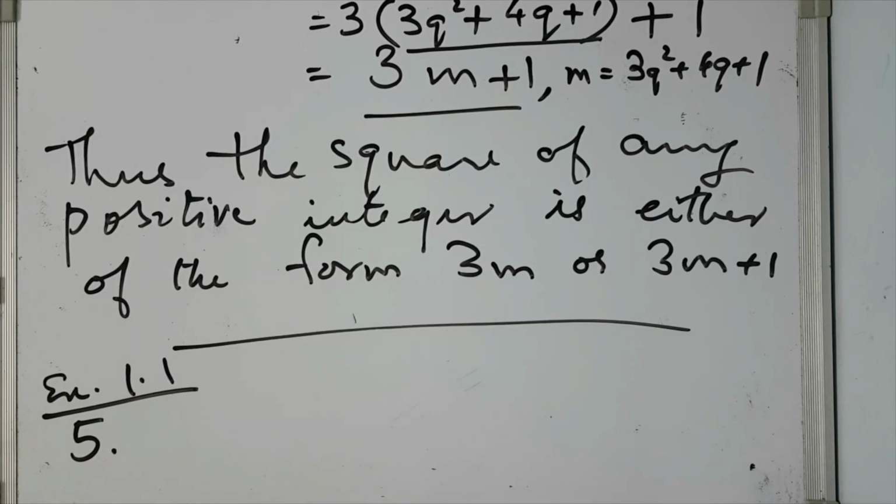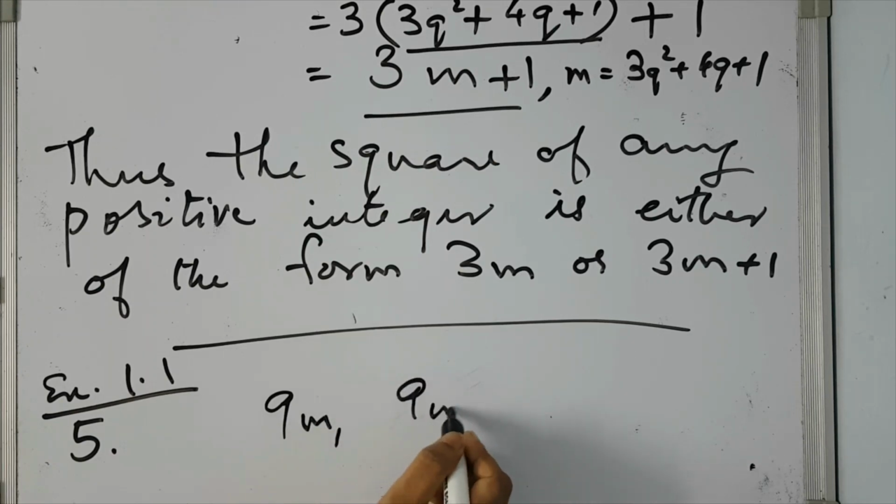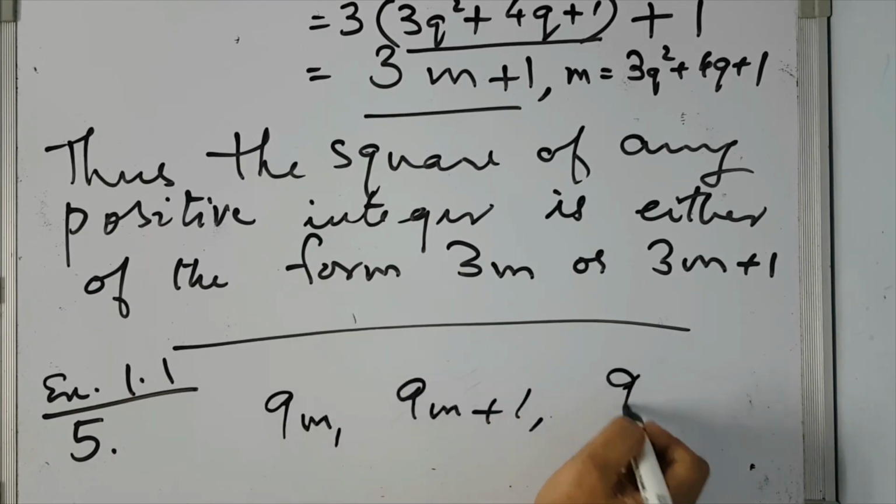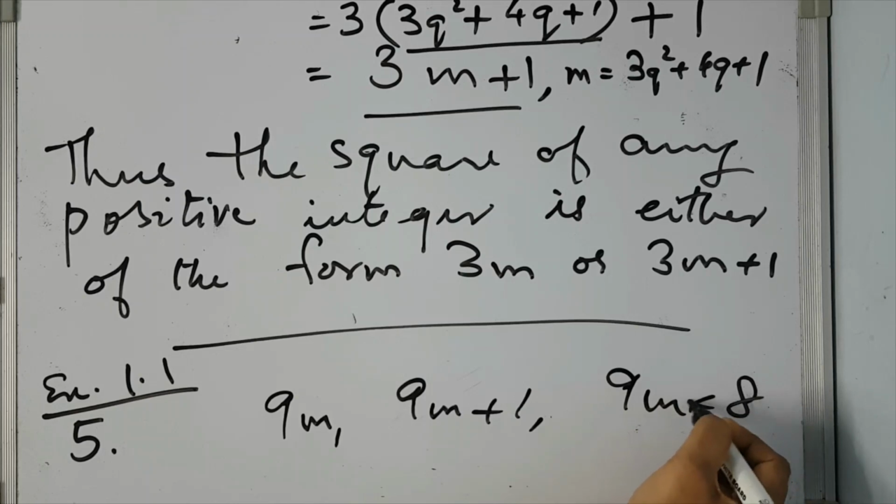First we considered the number, then we considered the square of the number. Now it is the cube of the number. A we have to cube. Use Euclid's division lemma to show that the cube of any positive integer is of the form 9m plus 1 or 9m plus 8.